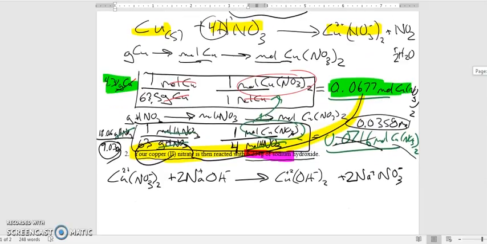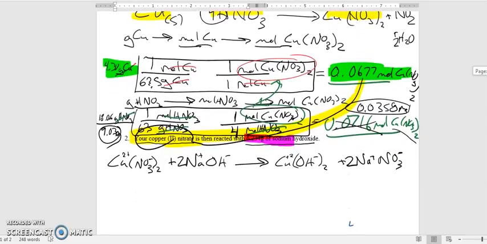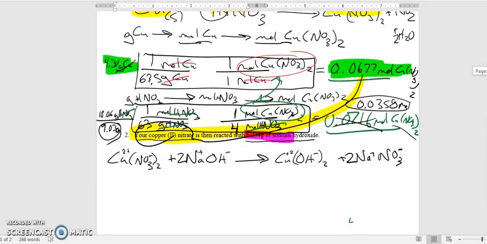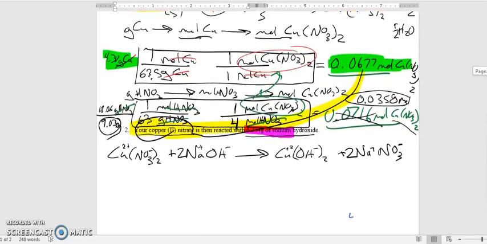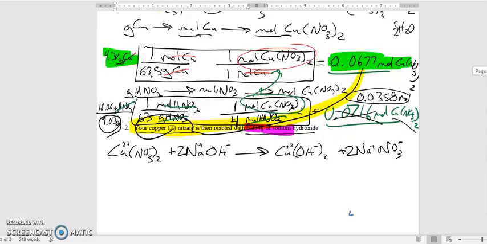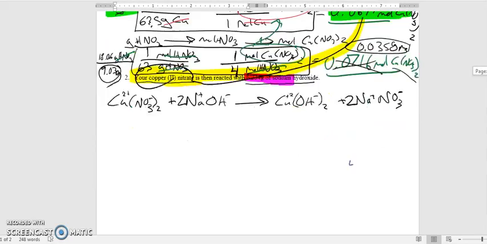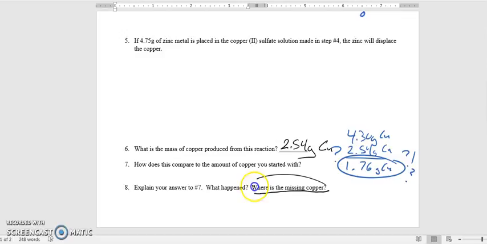I'm going to say it one more time. If copper is ever not the limiting reactant, that means it stays behind as the chemical that it was before the reaction started. All right, think about that. That should help you answer this question.